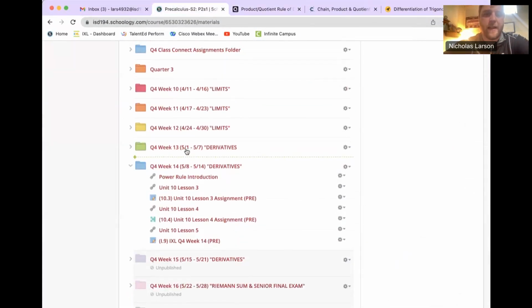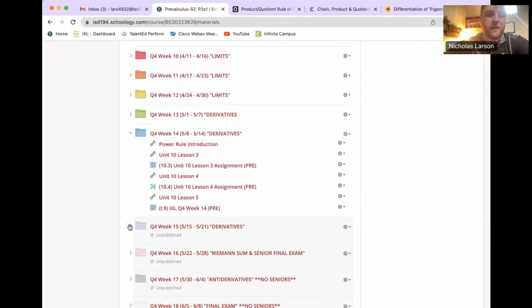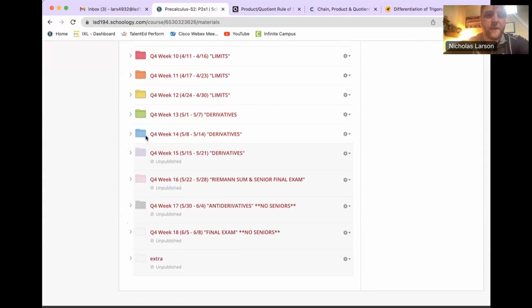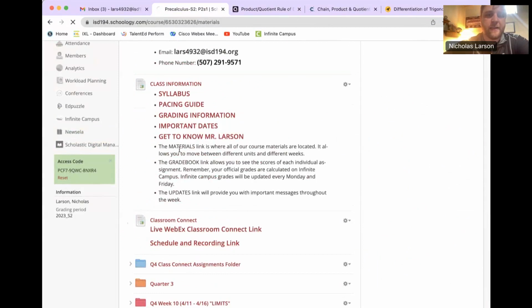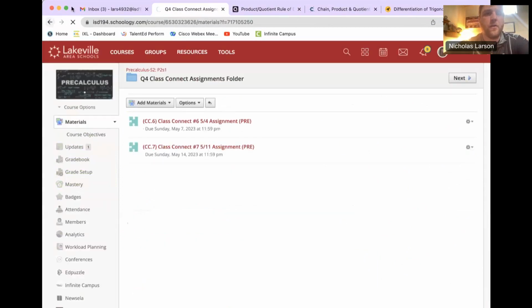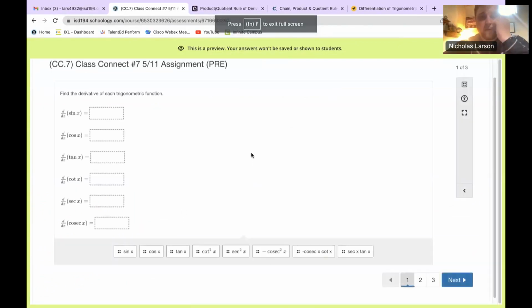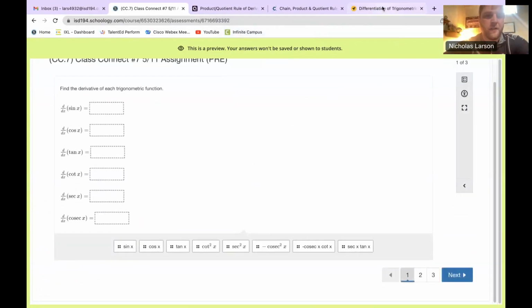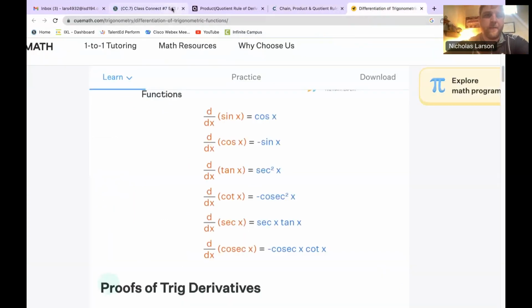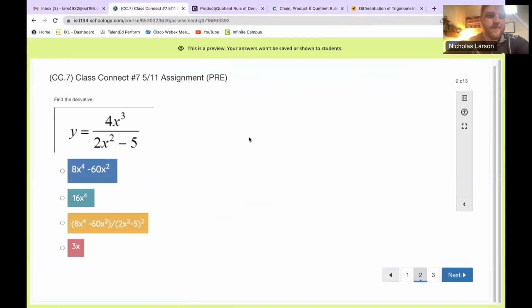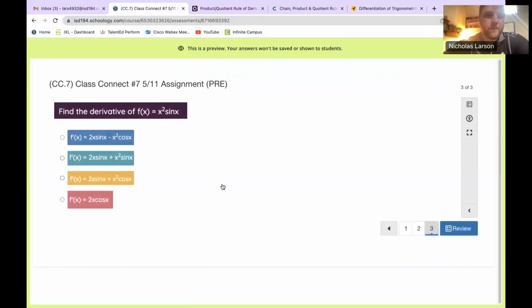Okay. Let's look at the Class Connect assignment. Again, we'll be finishing this unit up next week with derivatives. Your Class Connect assignment is to find the derivative of each trig function. It's right there. Low times derivative of the high minus high times derivative of the low, and over the square of low we go. And again, make sure you know what the derivative of sine x is.